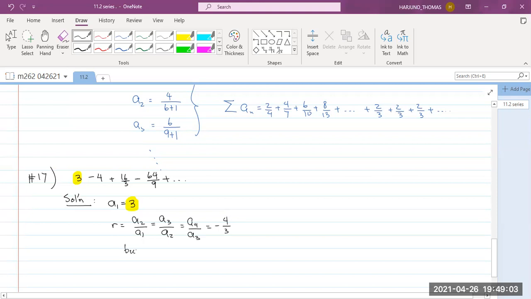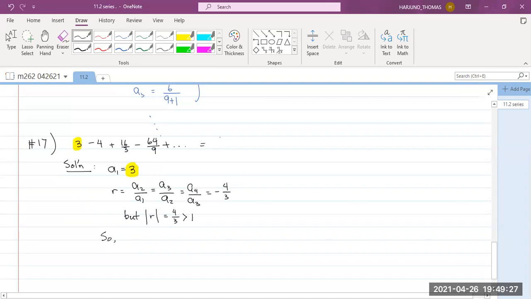But notice that the absolute value of the common ratio is 4 over 3, which is greater than 1. Can you tell what the geometric series is, by the way? This is the infinite sum from n equals 1 to infinity of the first term 3 times the common ratio -4/3 to the power of n minus 1, right? Remember, the first term times r to the n minus 1. So this geometric series is divergent.